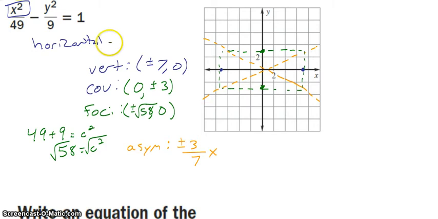So I'm horizontal, so I go off of my horizontal vertices and go toward the asymptotes. These look far less exact than pretty much any of the other conic equations. However, we do have sort of the guide for how we're going to graph them.